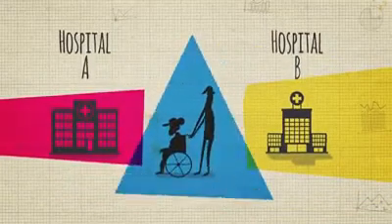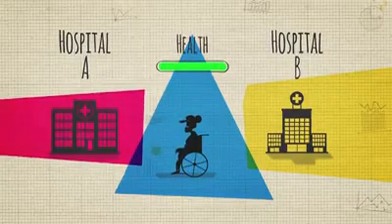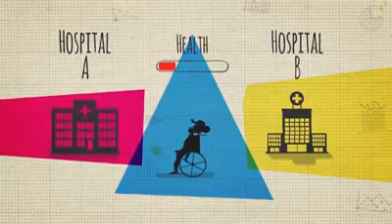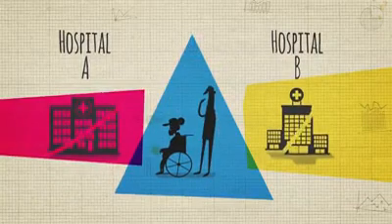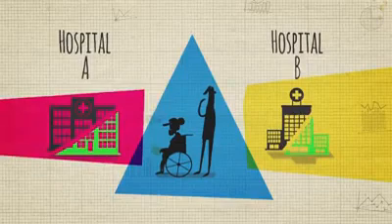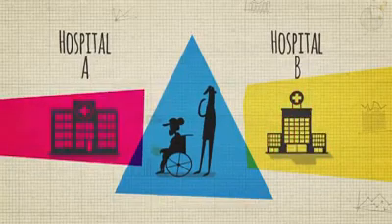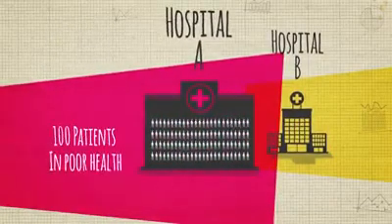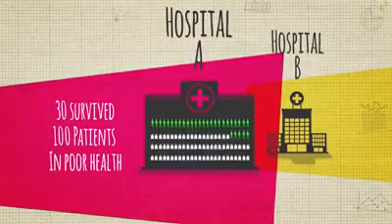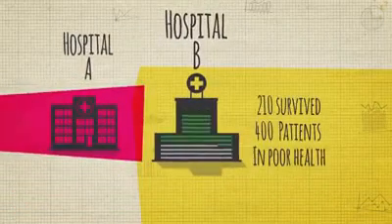But before you make your decision, remember that not all patients arrive at the hospital with the same level of health. And if we divide each hospital's last 1,000 patients into those who arrived in good health and those who arrived in poor health, the picture starts to look very different. Hospital A had only 100 patients who arrived in poor health, of which 30 survived. But Hospital B had 400, and they were able to save 210.